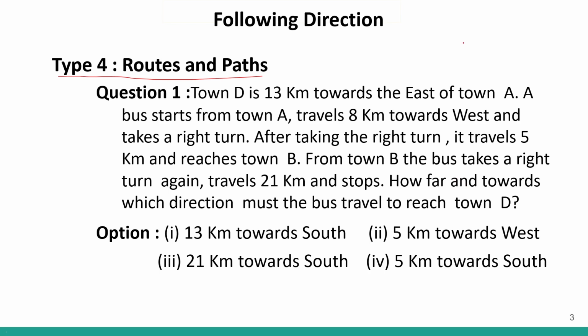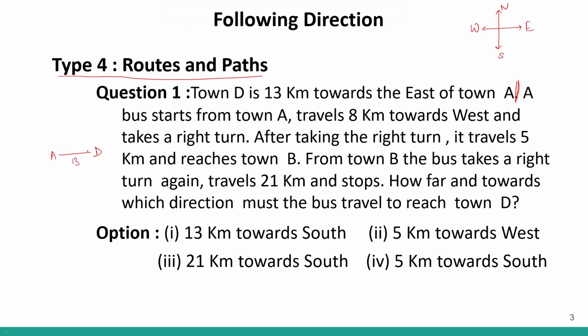So let me draw the basic directions for your reference. These are the 4 primary directions. Now, town D is 13 km towards the east of town A. So D, let me just break the information. So this is the first information: D is 13 km towards the east of town A.